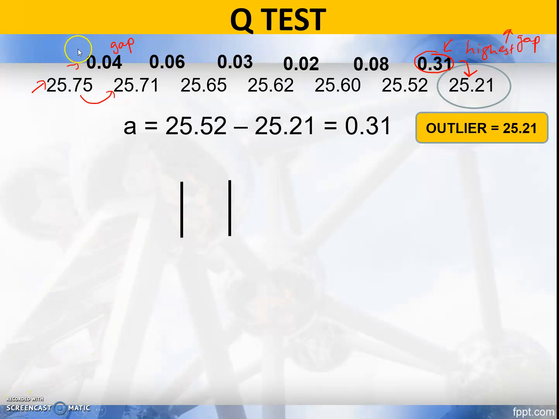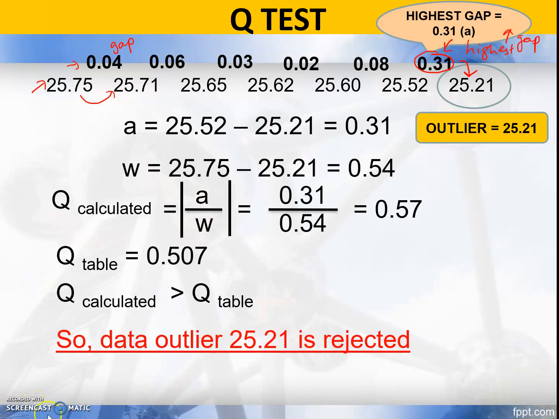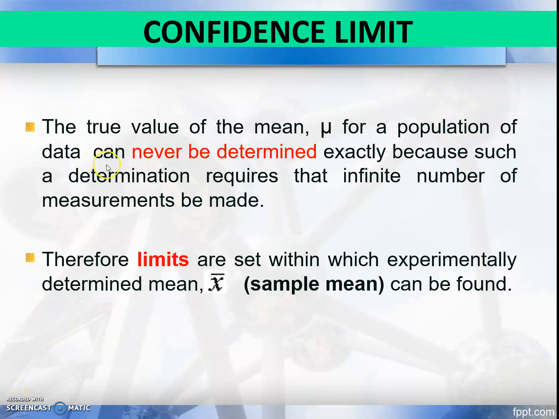Okay, so you have to do step by step for Q test. Okay, must have arrangement, find the gap, find the Q experiment, state Q table, and then the conclusion. Okay, for confidence limit, it must be the limit. The answer must be in the range. Okay.